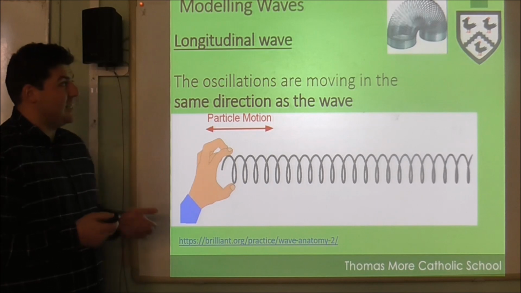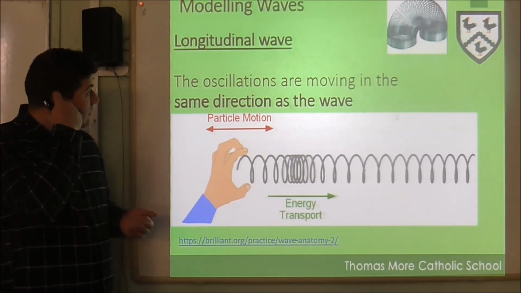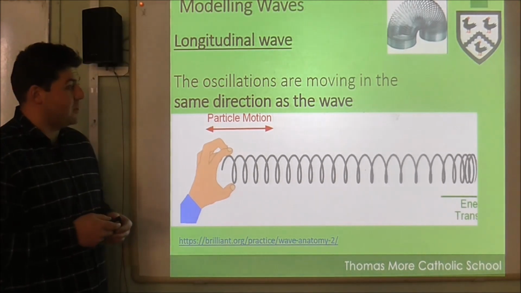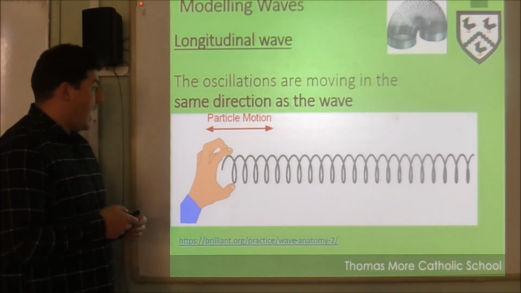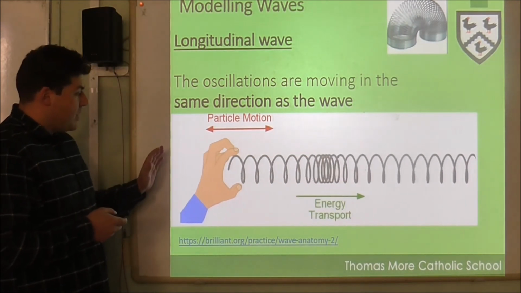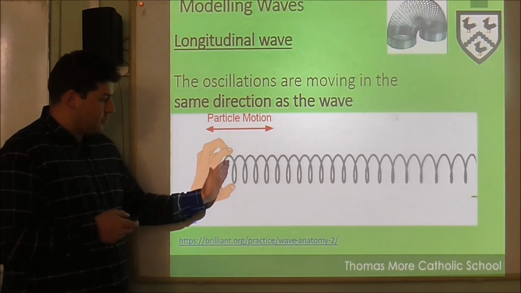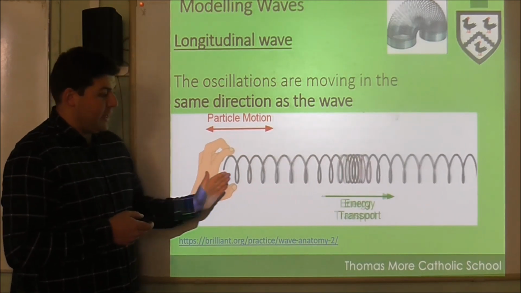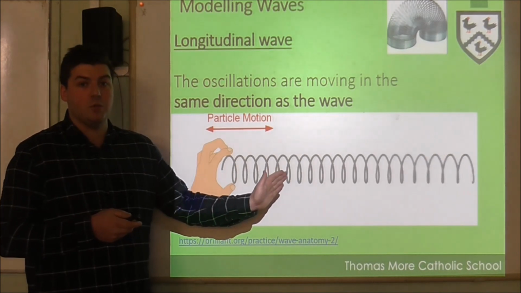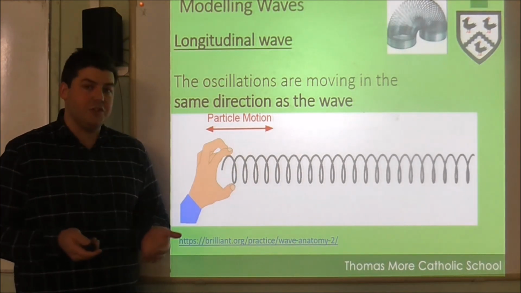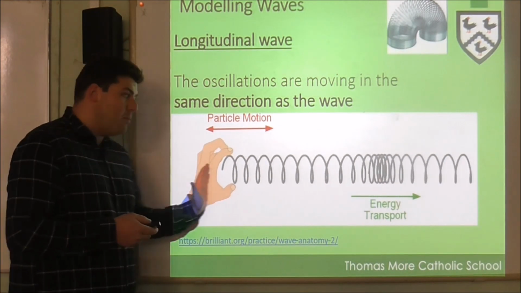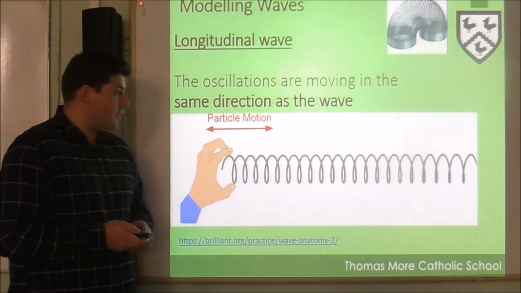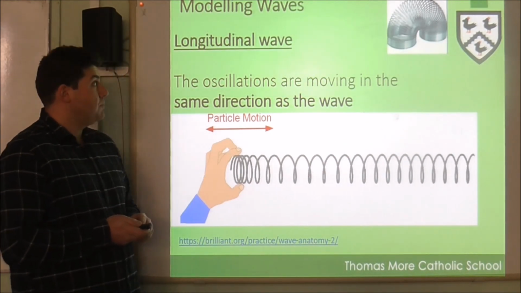Now, if you have a slinky, you can do this yourself at home. The first wave here is a longitudinal wave. And what you can see is that the particles within this wave, the individual parts of the slinky, are moving in the same direction as the wave. So our oscillations, going back to our previous slide, are moving along with the wave itself.